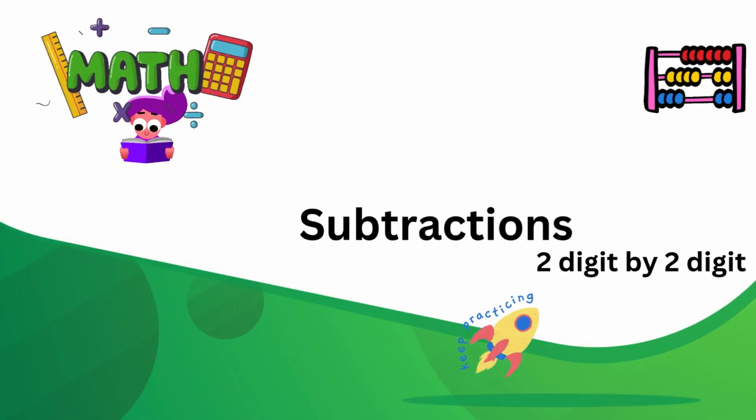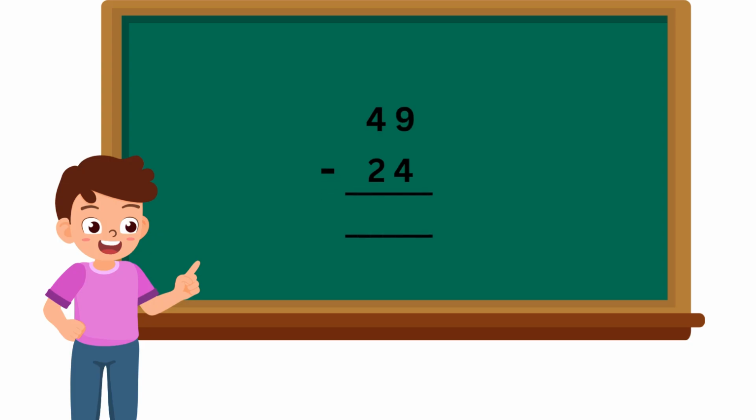Hi, writers, let's learn subtractions. 2 digit by 2 digit. Subtract the numbers 49 minus 24.